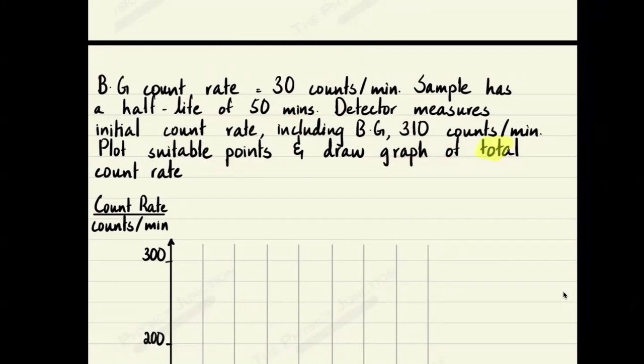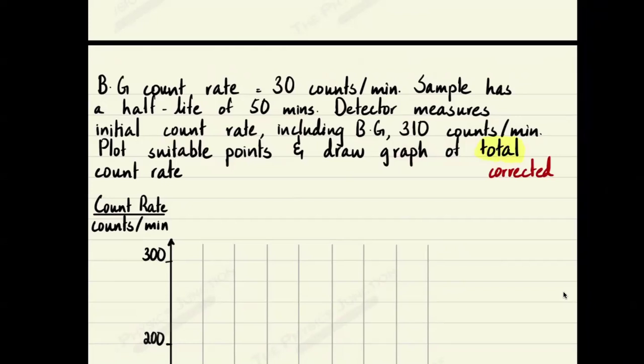Now, the question that I've extracted this from in the past papers actually had an easier part that was just for the uncorrected count rate. So let's first make it for the corrected count rate, and then we'll talk about the total count rate.